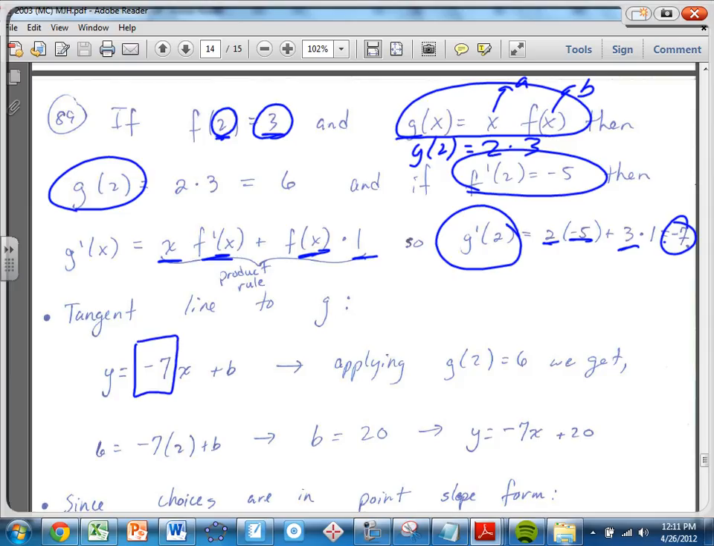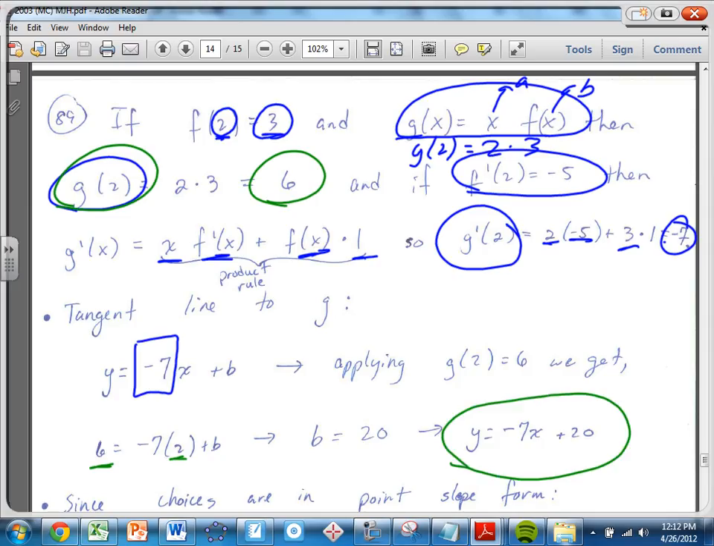If I know the slope, and I also happen to know a point, where's my point? My point is right here. G of 2 equals 6. If I know that g of 2 equals 6, I go ahead and plug in a 2 in for x, and a 6 in for y, and I solve for b. Now, the problem with this problem is this. That's not a choice, is it? It's not. So instead of using y equals mx plus b, what should we use?